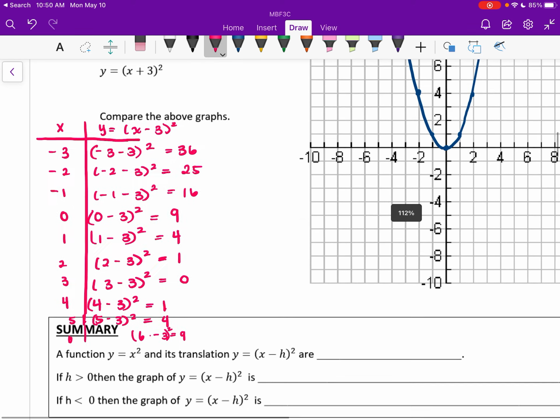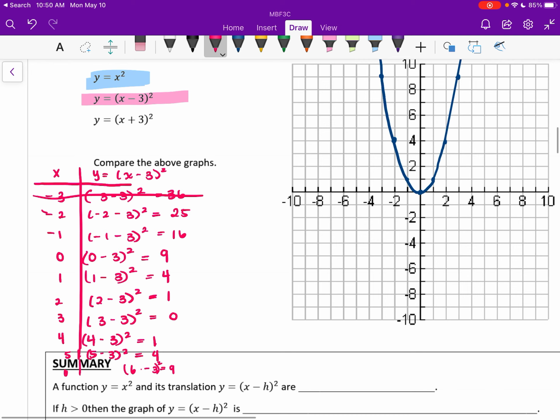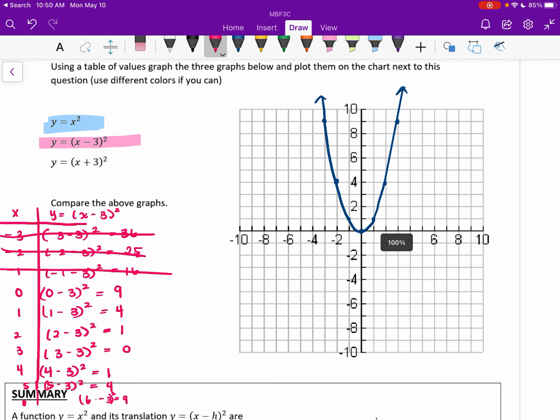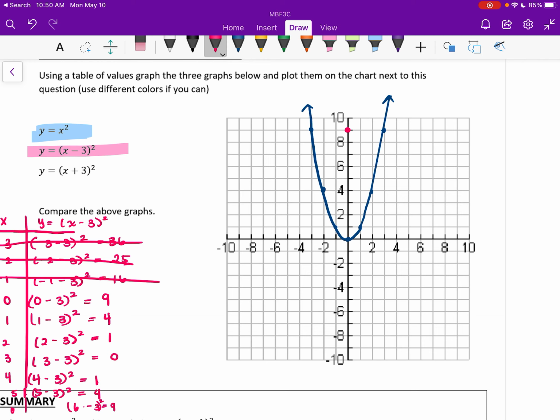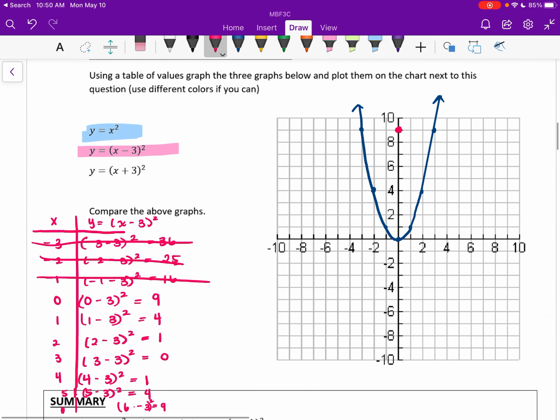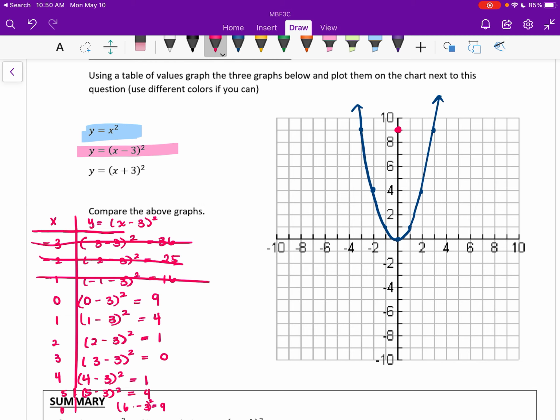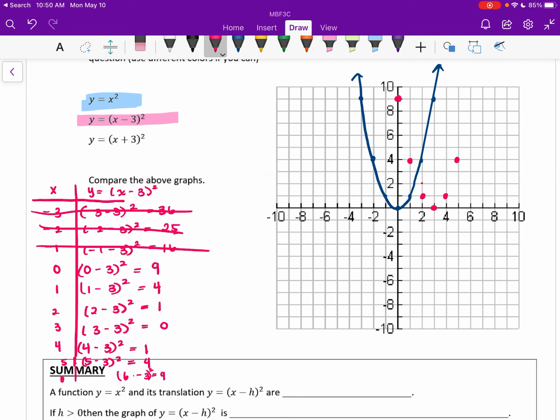So now I'm just going to go in and plot these points. I can't do these, so I'm just going to leave it. Right? Let's start with 0. So 0 goes up to the 9 point. 1, positive 1 will go up to 4 over here. Positive 2 will go up to 1 here. And then we have 3, which will be 0. Then we have 4, which will be 1. 5, which will be 4. Right? And then 6, which we said was 9.